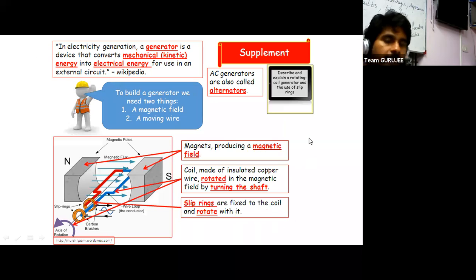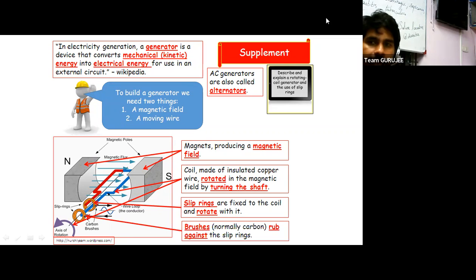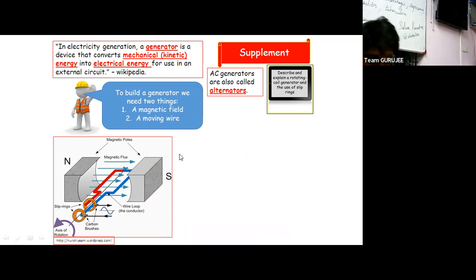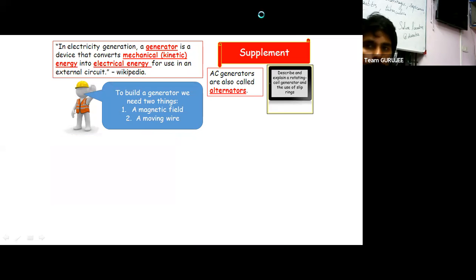In the AC generator, the same principle is used. The electromagnetic induction principle is used in the AC generator, and also in the electric motor. So what is the difference between an electric generator and an electric motor? Any idea?